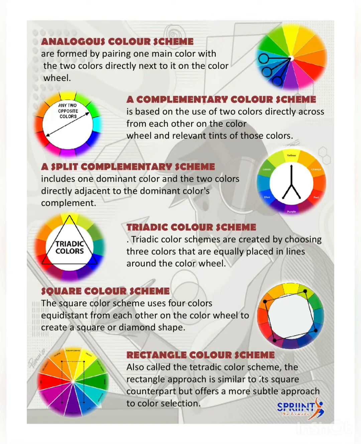Now you have the square. Just draw a square. The four colors that it touches are the colors that you're going to use in combination. Now you have the rectangle. The same thing as the square. Just draw a rectangle over the color wheel, and that is it.